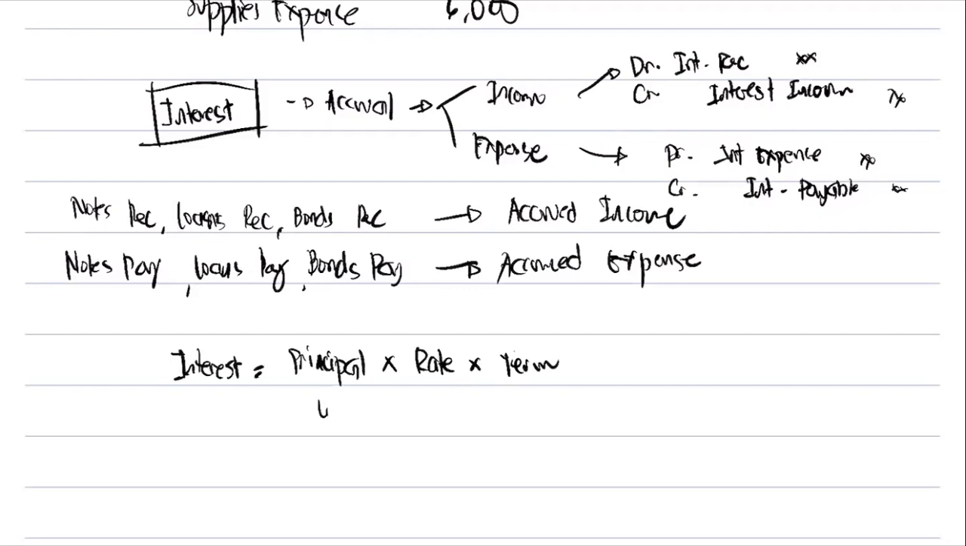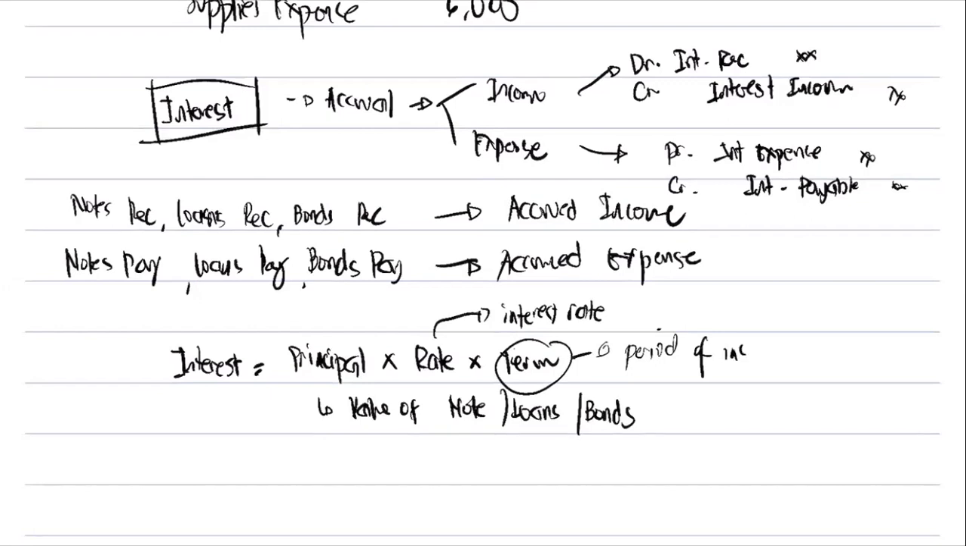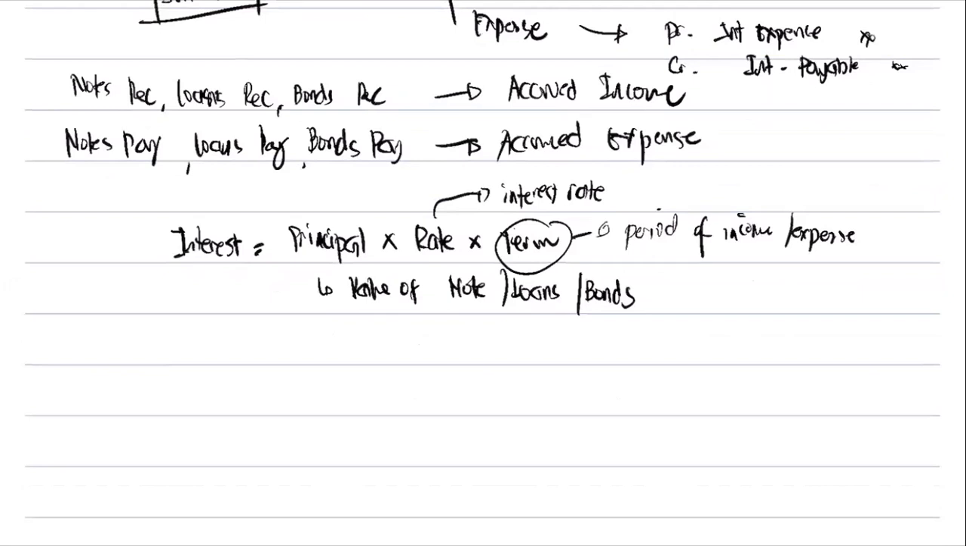Okay, so what is this principal? This is the value of the note, loans, or bonds. What is the rate? This is the interest rate. What is the term? This is the period of income or expense. Okay. So take note, guys, that the interest rate is always annual. Therefore, you need to get for a term commensurate to the period of the income or expense.